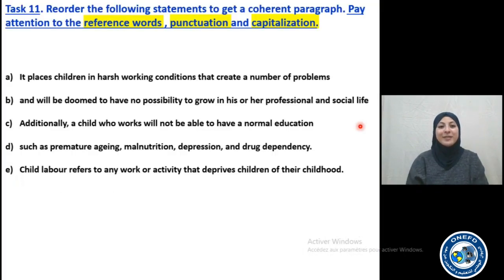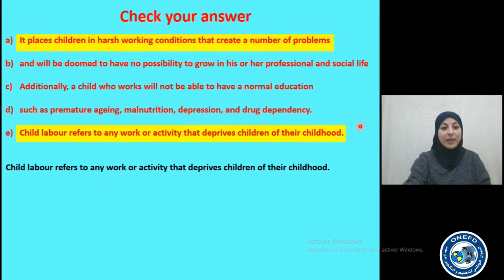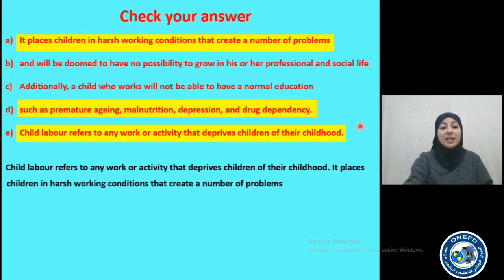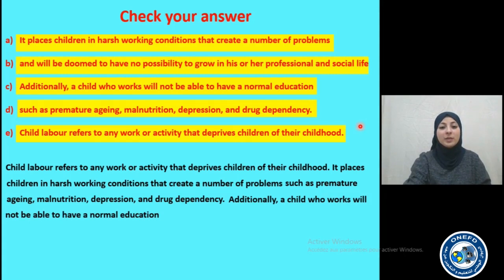Task 11. Reorder the following statements to get a coherent paragraph. Pay attention to the reference words, punctuation, and capitalization. Take time to think about it and then we come back to build together our paragraph. Sentence 1. Child labor refers to any work or activity that deprives children of their childhood. Sentence 2. It places children in harsh working conditions that create a number of problems. Sentence 3. Such as premature aging, malnutrition, depression, and drug dependency. Sentence 4. Additionally, a child who works will not be able to have a normal education. The last sentence is, and will be doomed to have no possibility to grow in his or her professional and social life.